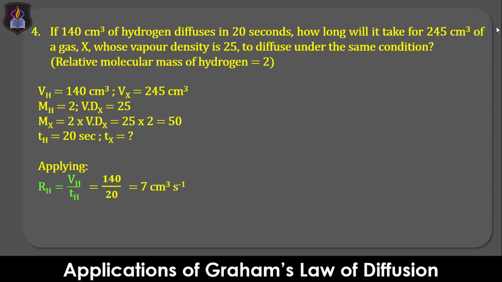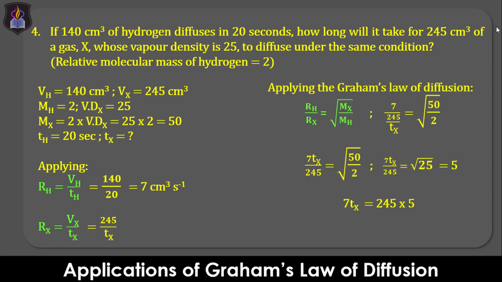Then we can calculate the rate of diffusion of X in terms of Tx, which gives us 245 over Tx. After which we apply Graham's law of diffusion, Rh over Rx equals the square root of mx over mh. Substitute the values and solve for Tx, which is 175 seconds.